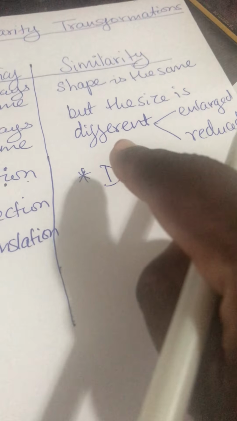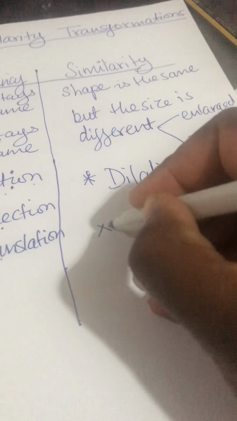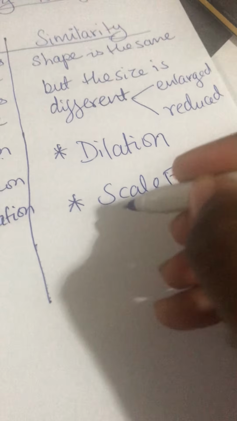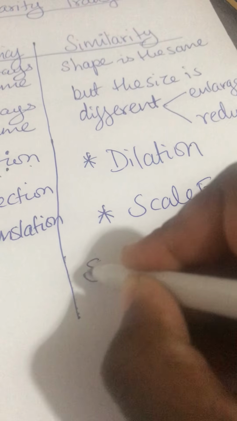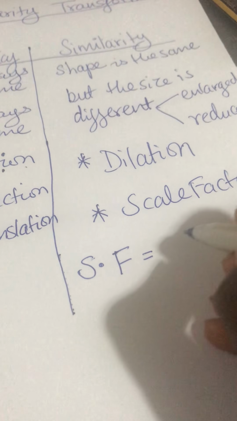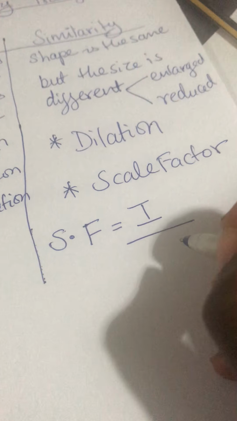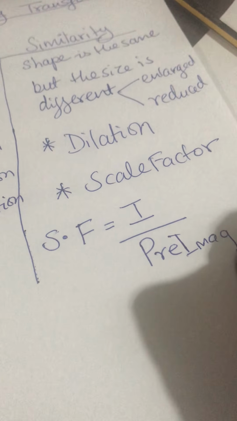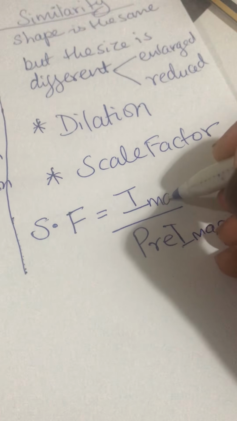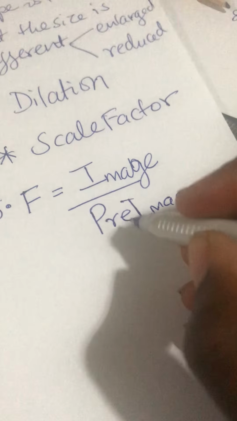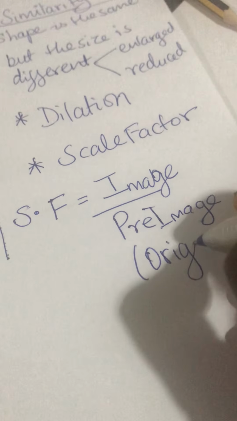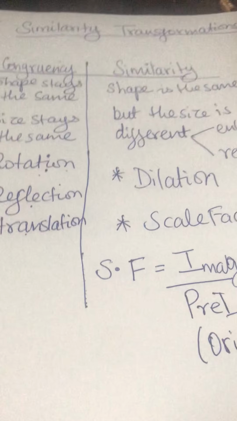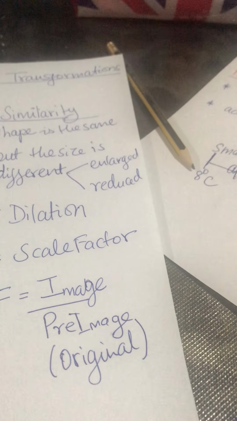Now, for you to have a dilation, you need a scale factor. And the scale factor, you should remember the formula for finding it. Scale factor equals image divide pre-image. Sometimes they call the pre-image the original shape. Okay? So up to there, we are together.